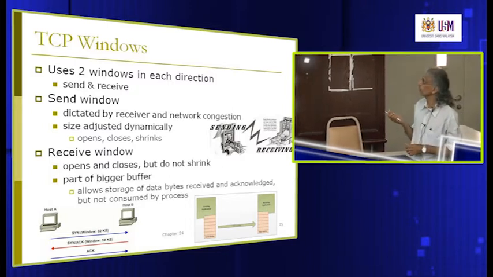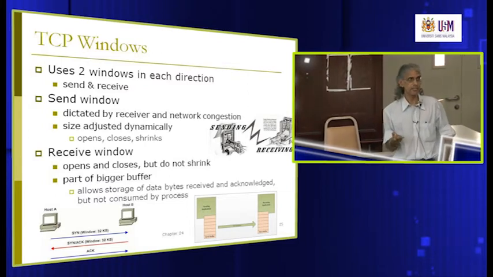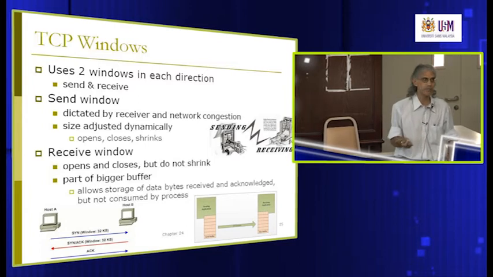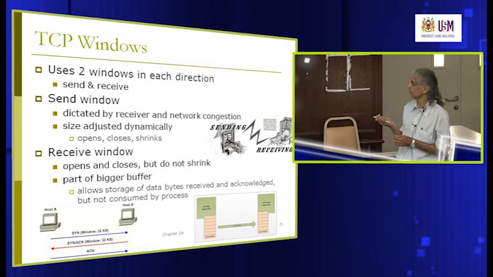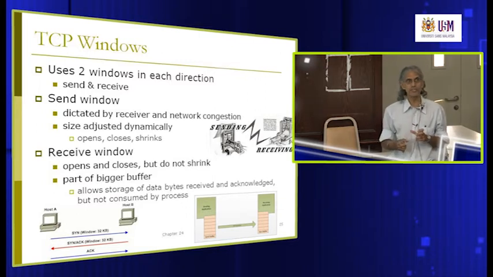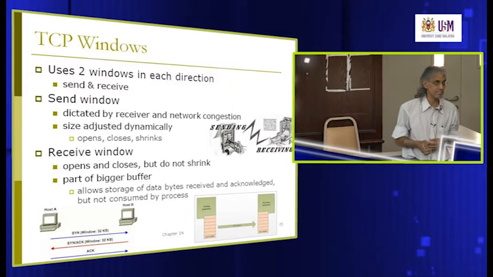The send window is also affected by network congestion. Then the sender will try to reduce the amount of data which is sent, so again the send window will become smaller. So the size of it is adjusted dynamically. The receive window, at the same time, opens and closes, but it does not shrink. The receive window remains more or less the same size. It just closes or opens depending on the packets received, but it doesn't reduce.